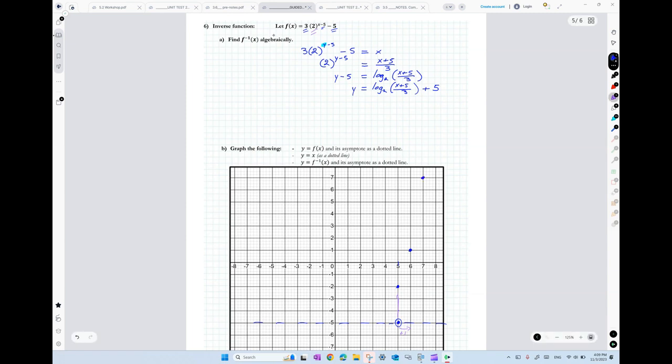But if I go the other way, if I subtract 1, I'm going to divide by the base. And 3 divided by 2 is 1.5. Divided by 2 is 0.75. And that will give me something like that.